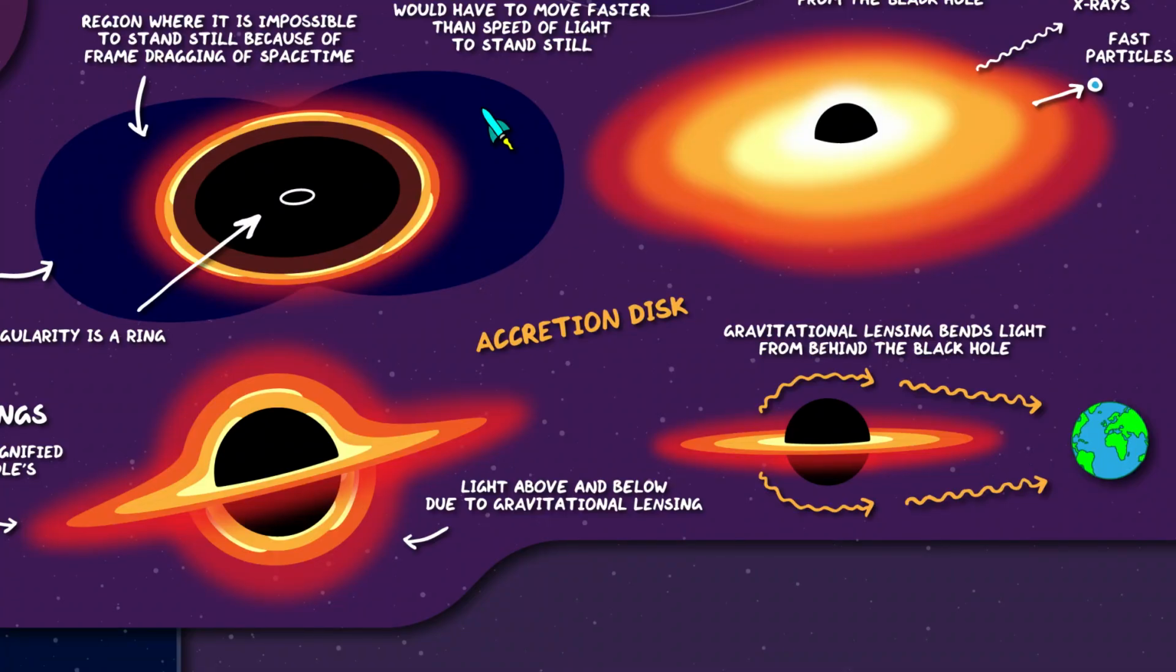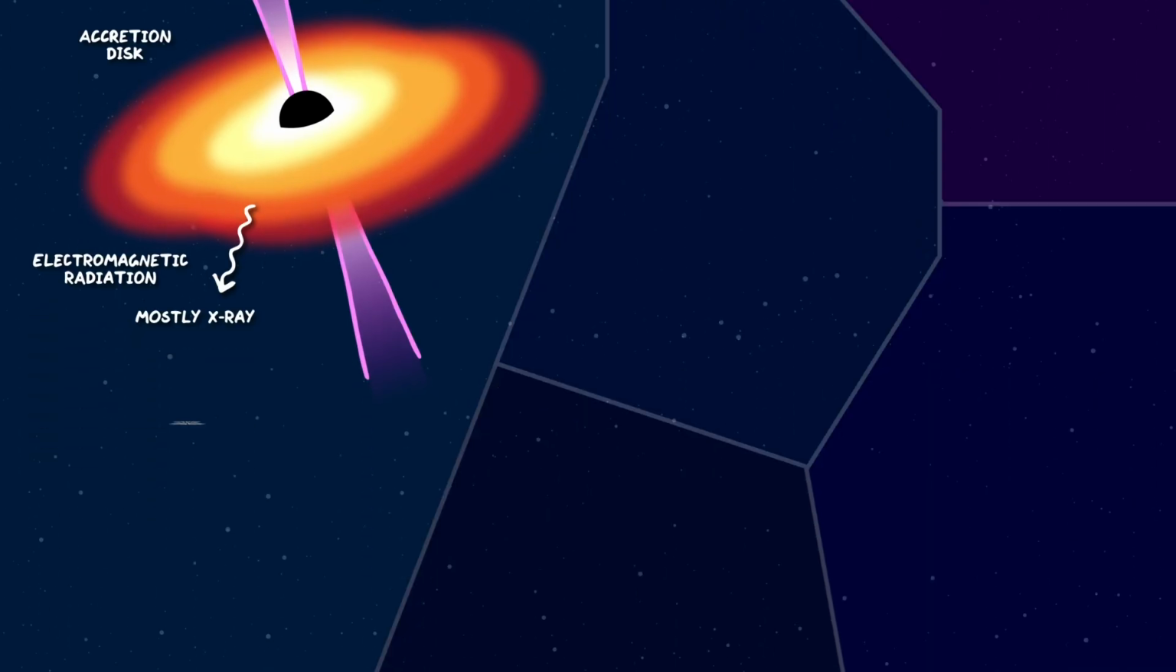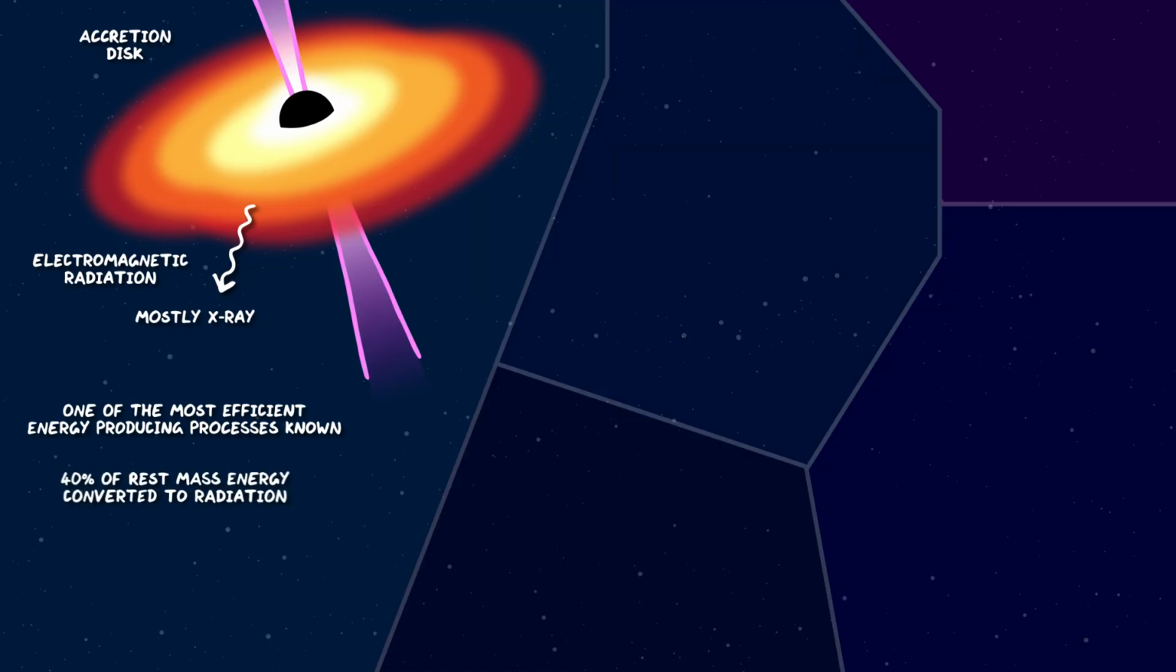I've been talking for a long time about the theory, but how do we know that black holes actually exist? Well, over the last 50 years, we've built up a large body of observational evidence from many different techniques. The first was from X-ray astronomy, as the radiation from the accretion disk is mostly X-ray radiation. The process that produces this X-ray radiation in the accretion disk is one of the most efficient energy-producing processes known, where the spiraling material gets up to 40% of its rest mass converted into energy.